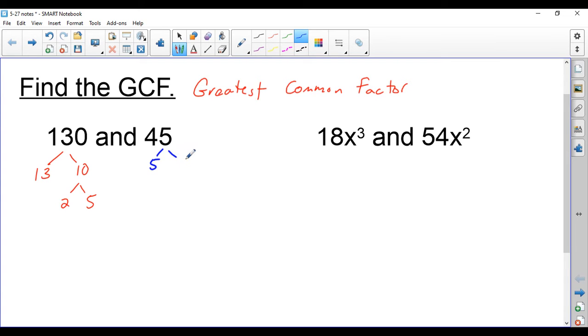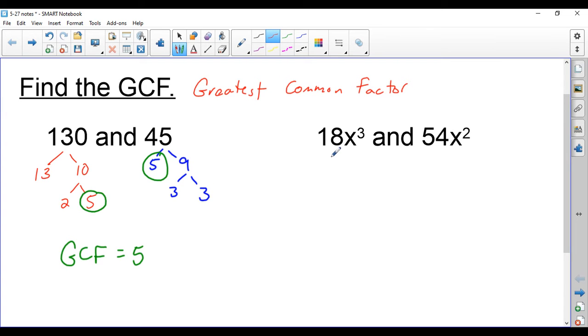Then I go to 45. 45 is 5 times 9. 5 is prime. 9 is 3 times 3. I make my 2 factor trees, and then I look at the prime numbers and I circle anything that is the same. I have a 5 in this factor tree, and I have a 5 in this one. Nothing else is the same. So my greatest common factor is 5.